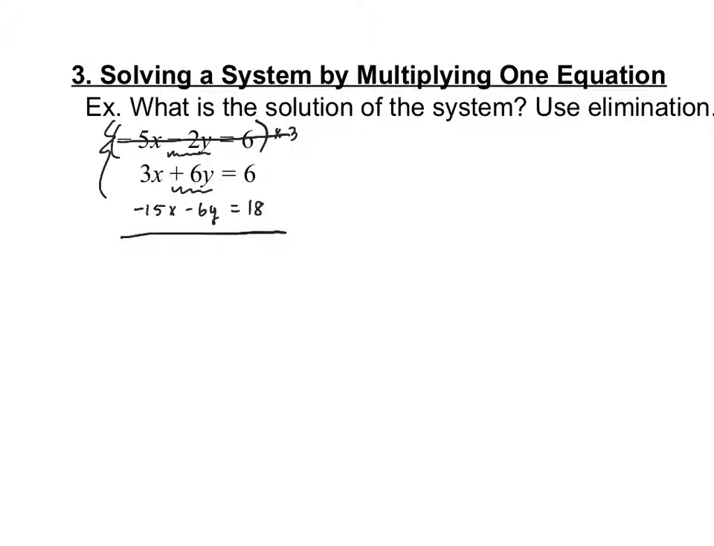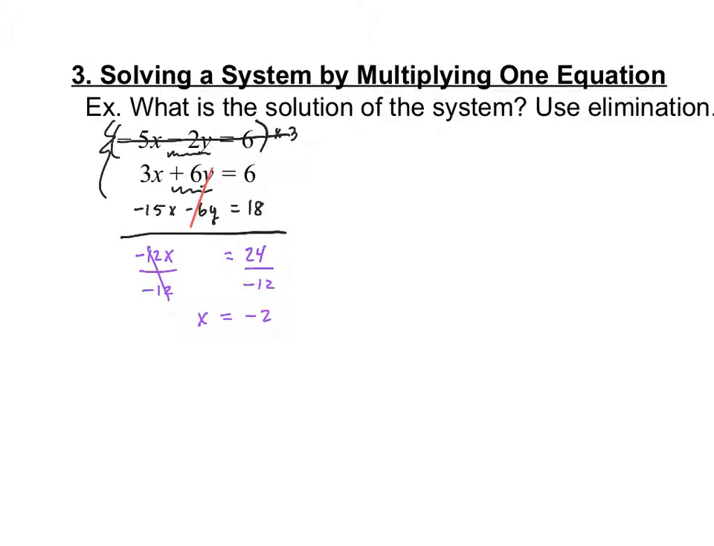Now I can go ahead and do some combinations because right here my y's are going to cancel out. 6y minus 6y is going to give me that 0y, which is eliminating a variable. So now as I keep going, it looks like -15x plus 3x is going to give me a -12x. That is going to be equal to 6 plus 18, which is 24. And I'm going to go ahead and divide both sides by the coefficient, and x is going to yield -2.